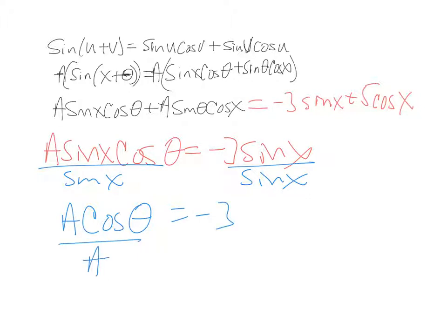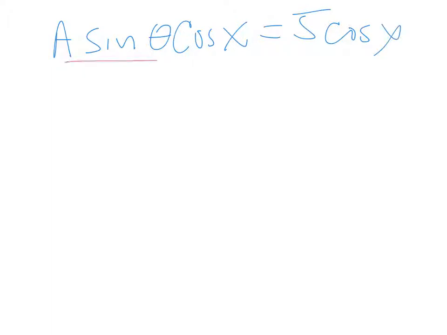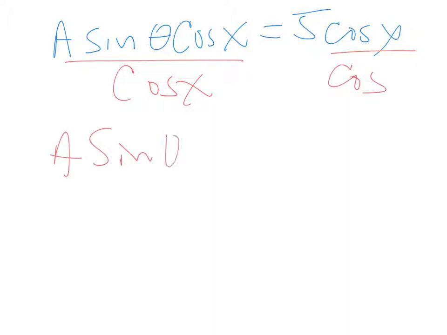So then if I divide by a and I divide by a, that tells me the cosine of theta equals negative 3 over a. Now for a sine theta, here I'd like sine theta to be equal to 1. Cosine x equals 5 cosine x. Well, if I divide both sides by the cosine of x, that leaves me a times the sine of theta equals 5. So the sine of theta equals 5 over a.